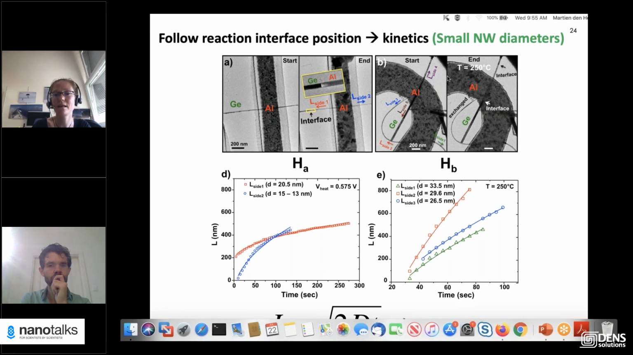But if we did these experiments with copper on germanium nanowires, I have not shown any of these results, but we have a paper, then we did see that the reaction appeared to start slightly easier when we have the current in the strip. So the current in the strip may help to start the first nucleation, to start the reaction. But it's not super clear. And at least we did not see this for the aluminium germanium system.